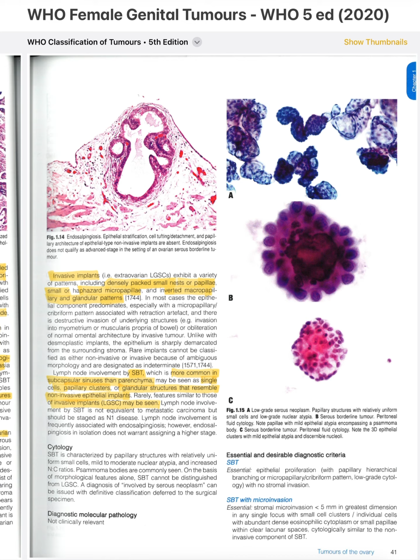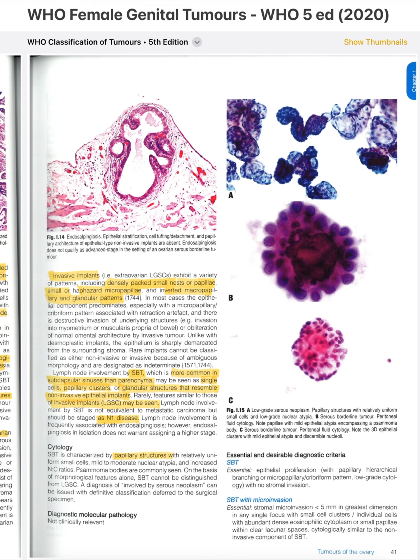Lymph node involvement by serous borderline tumor is not equivalent to metastatic carcinoma, but should be considered as stages and one disease. This lymph node involvement is frequently associated with endosalpingosis. However, endosalpingosis in isolation does not warrant assigning a higher stage.